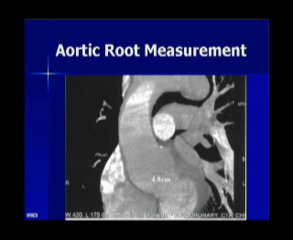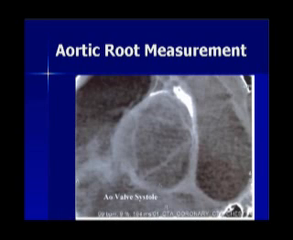The classic imaging of the aortic root has been measurement of the aortic root in a longitudinal axis, and this is a favorite image through echocardiography. Generally, the two sides of the aortic root are measured. In this particular case, it measures about 4.8 centimeters. However, a more detailed measurement of the aortic root is depicted here.